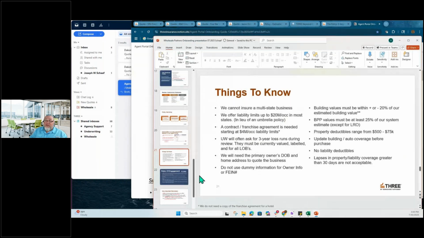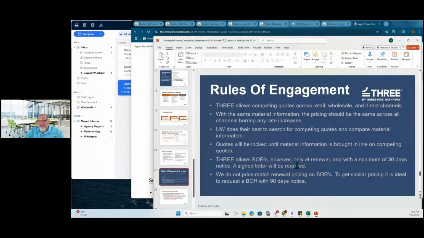Rule of engagement. The only one I want to mention here today is agent of record or broker of record. If you have a client that comes to you and says, I've got a policy with 3, but I want you to be my agent of record or broker of record, you need to get us the signed agent of record statement or broker of record statement before the 30-day window comes to you.